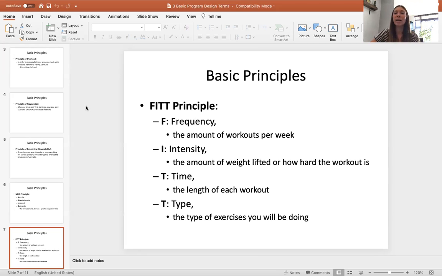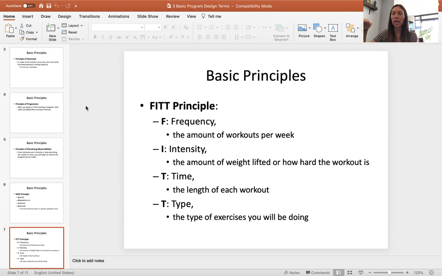Intensity is the amount of weight lifted or how hard the workout is going to be. So we talked about that intensity, okay? Are you lifting something at 80% max, which means that's 80% of the maximum amount of weight that you can actually lift? That intensity is much greater than lifting weight that is at 60% of your maximum intensity. Okay, if you're a little confused by that, just let me know, I'll explain it further for you. Okay, so intensity is the amount of weight that you're going to be lifting or how hard your workout actually is.